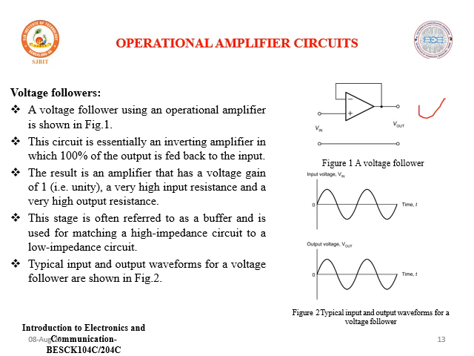The result is an operational amplifier that has a voltage gain of 1, a very high input resistance and a very low output resistance. This stage is often referred to as a buffer, because whatever output we get is the same as the input, and it is used for matching a high impedance circuit to low impedance circuits. Considering typical input and output waveforms, you can observe that we get the same output as the input. This is called the voltage follower.